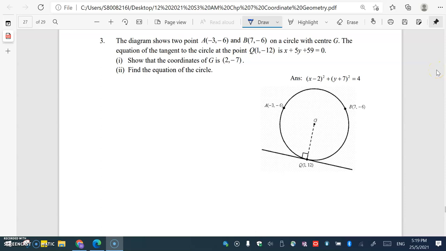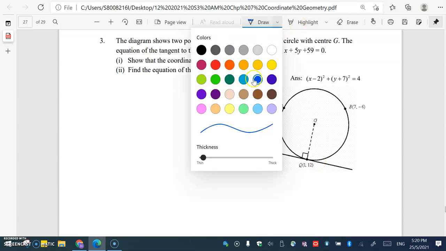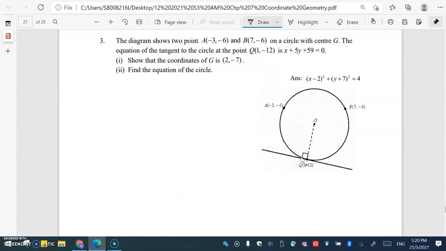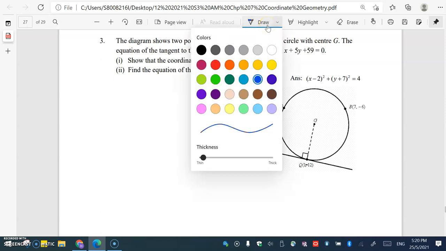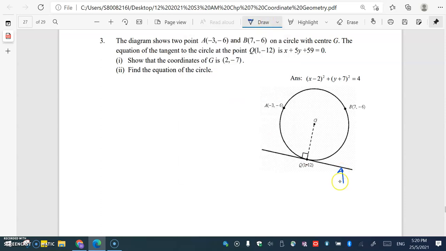In this third question, the diagram shows 2 points A and B on a circle with center G, drawn for you already. The equation of the tangent to the circle at the point (1, -12), please note that the number here should be negative 12, is x + 5y + 59. So let's write this in case we missed it. This is x + 5y + 59 = 0.